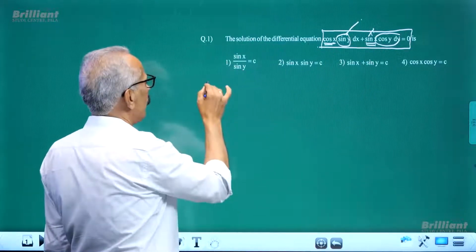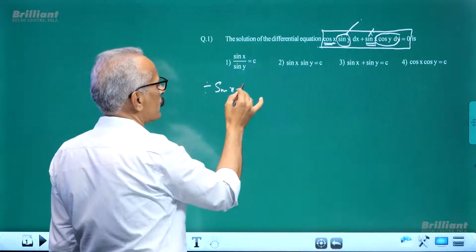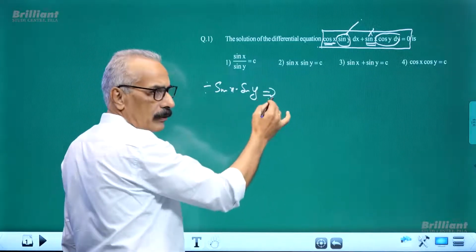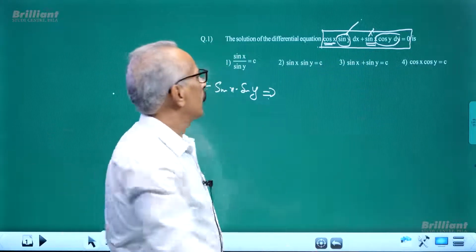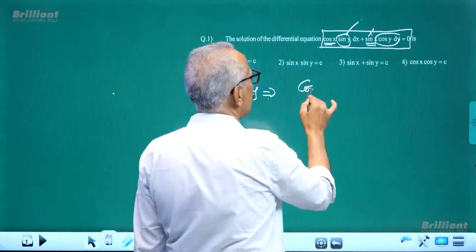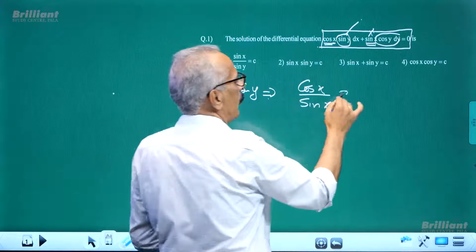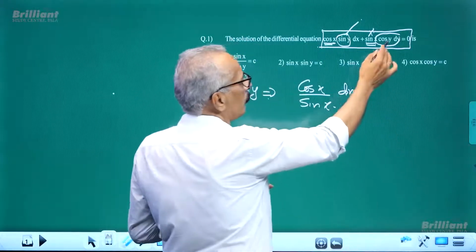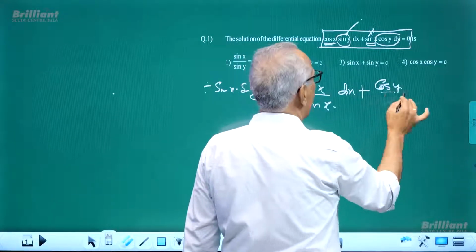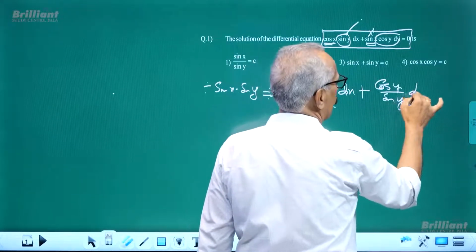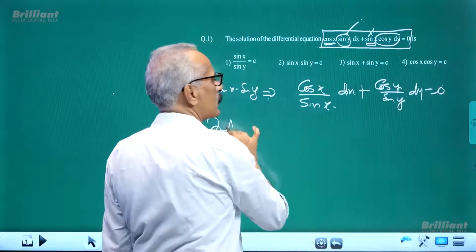So what we do? We divide throughout by the one which is to be removed, sin x into sin y. Remove means divide throughout by. So it will become cos x divided by sin x dx, because sin y will be cancelled, plus, from here sin x will be cancelled, cos y divided by sin y dy equal to 0. So we integrate in one step only.